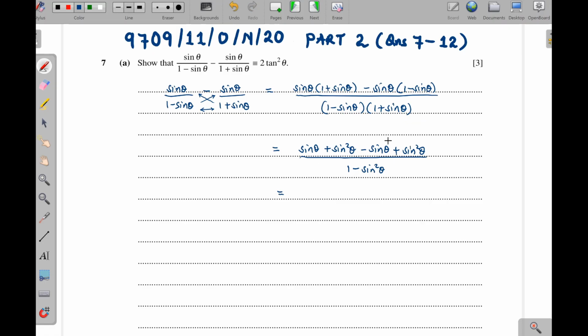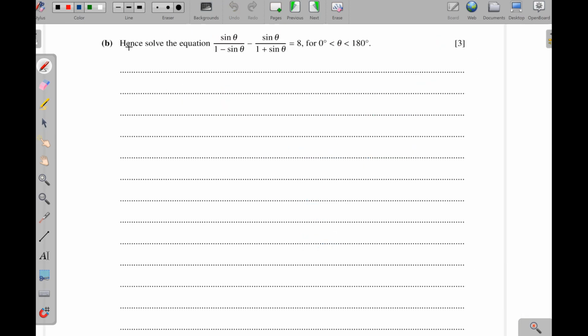Then from here, this sine here cancels with that, and then we shall have sine squared plus sine squared. That one will give us 2 sine squared theta. And then using the Pythagorean identity in trigonometry, cos squared theta plus sine squared theta is always equal to 1. So 1 minus sine squared theta is cos squared theta. You see that? Now, sine over cosine is a tan. So we shall have our answer out already as 2 tan squared theta. And that is that.